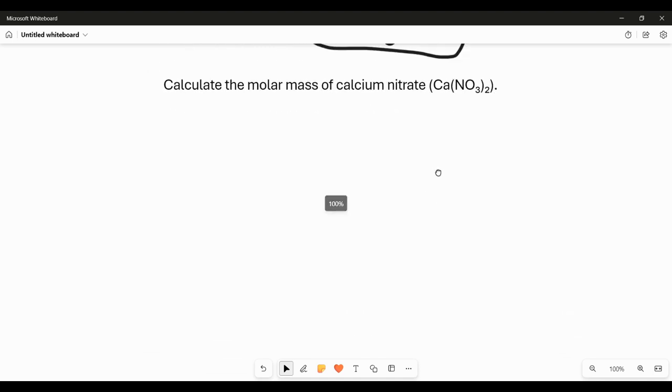All right, now we have, calculate the molar mass of calcium nitrate. Okay, so now this one is just a teensy bit more complicated. So you have calcium and you have 2 NO3. Now this is not too bad. It's really not that bad. So you just need to find the molar mass of calcium first, which off the periodic table is just going to be 40.08.